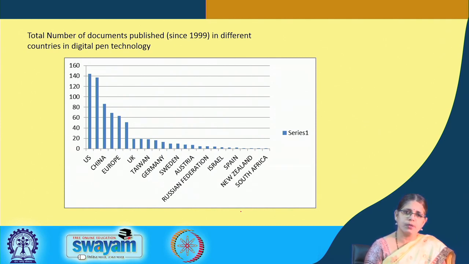As you can see from this particular figure, the US records the highest number of patents in relation to digital pen. Remember, at all time points of doing the patent landscape, it is important to understand what is the time period in which this data was collected.